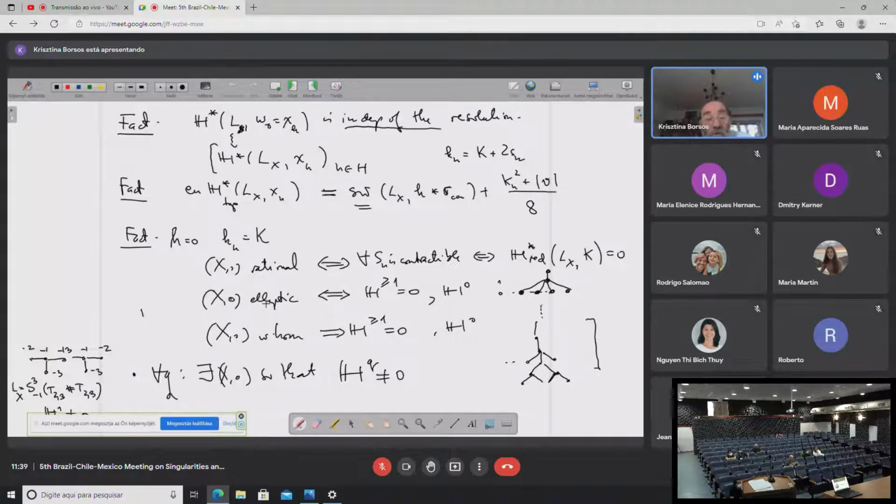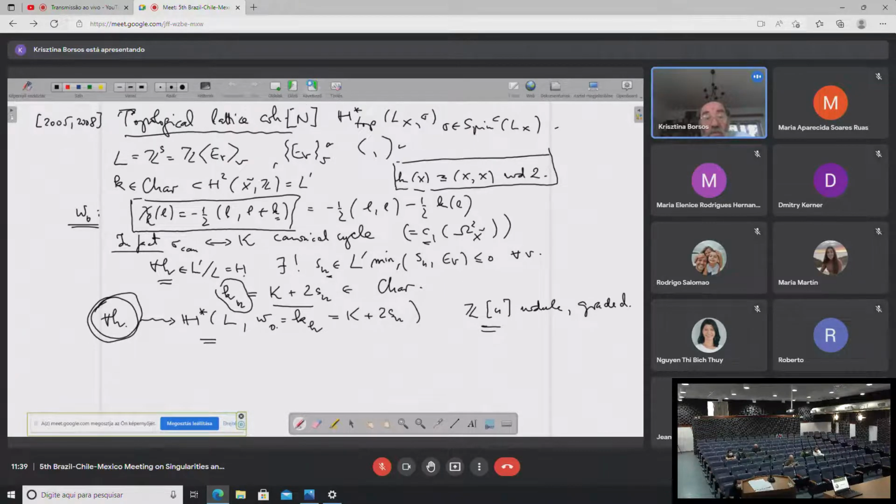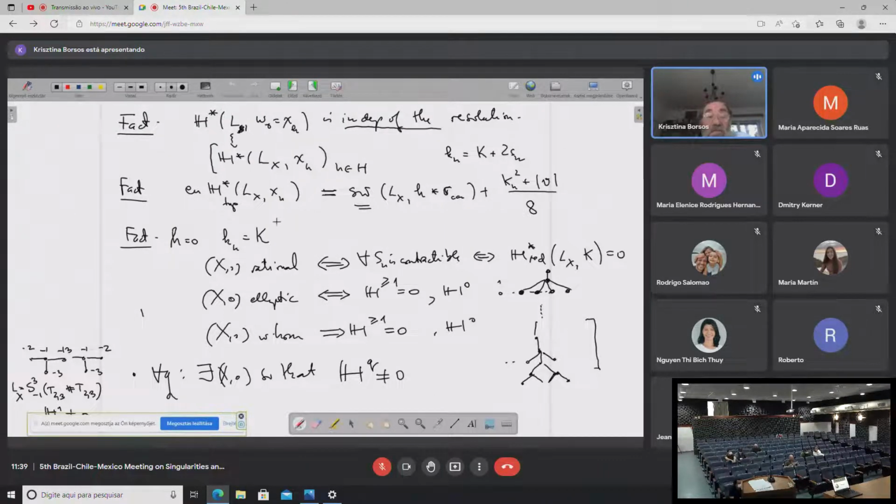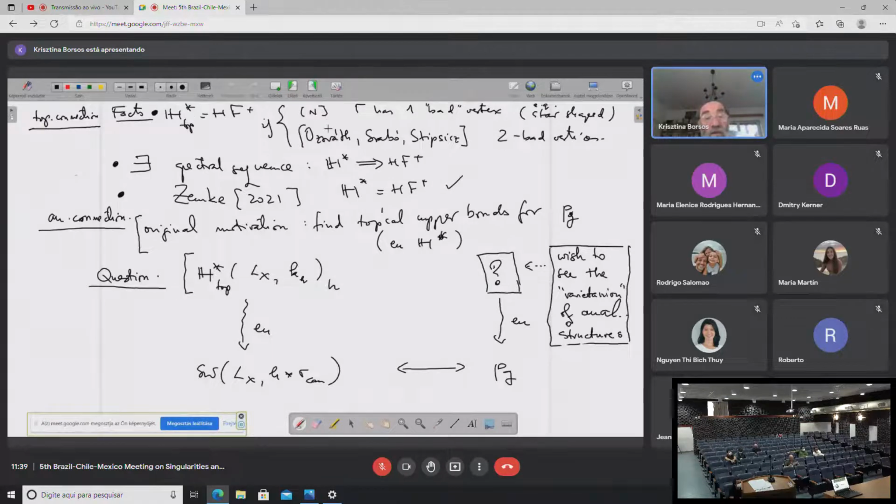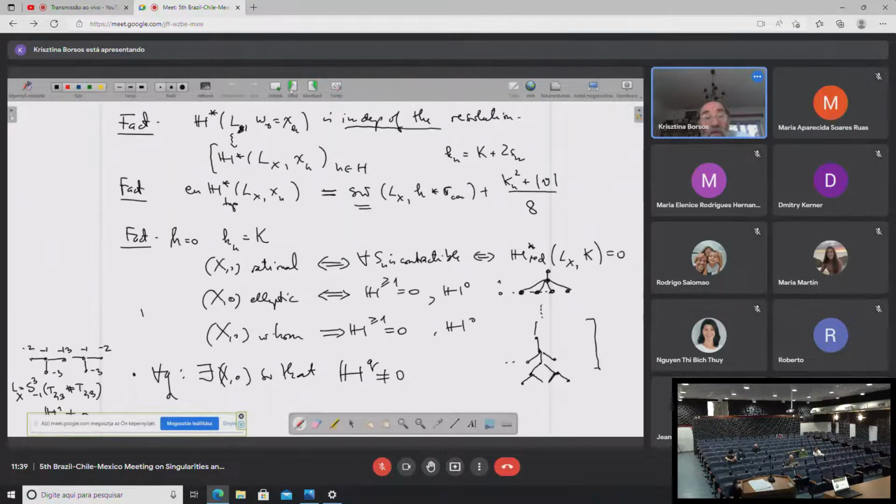Maybe one more remark here. In this definition, I use the resolution graph. The resolution graph depends on the chosen resolution. Well, one can show that this object is independent of the resolution. If you take a different resolution, then this lattice cohomology is the same.